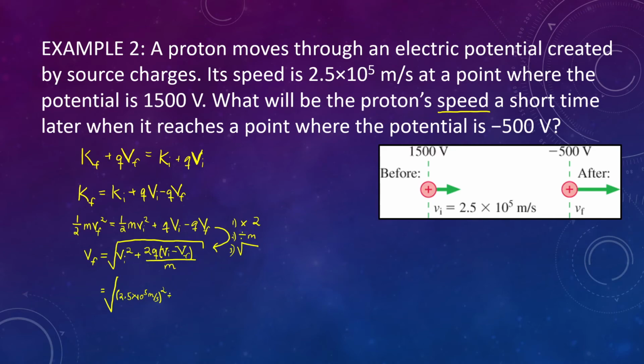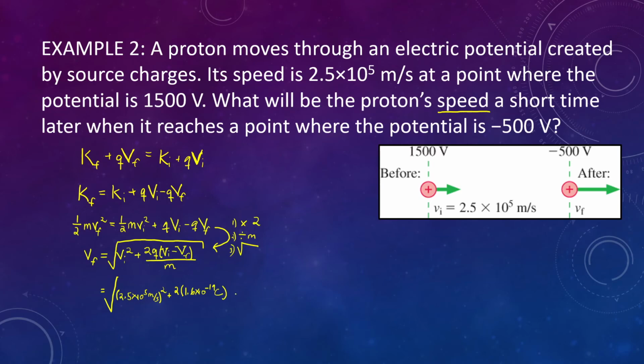Plus 2 times the charge q. Now notice again we are not given a charge in the problem. However, we are told what the object is again. It's a proton. As we saw in the last example and last lecture, and probably a few before that even, the charge on an electron or a proton is the fundamental charge, 1.6 times 10 to the negative 19 coulombs.